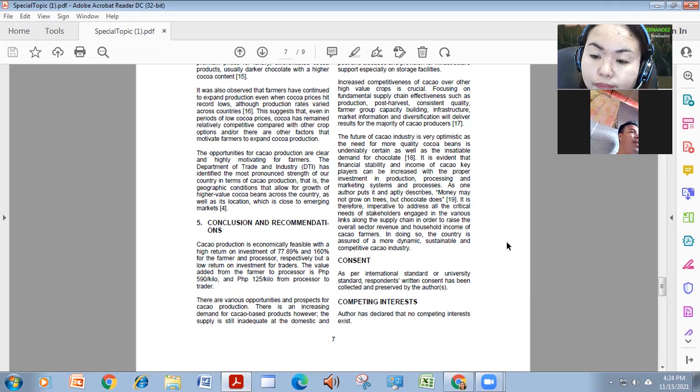The future of the cacao industry is very optimistic as the need for more quality cacao beans is undeniable, as well as the insatiable demand for chocolate.